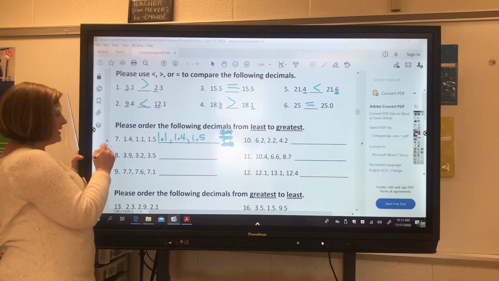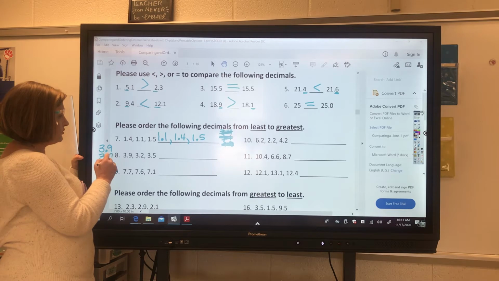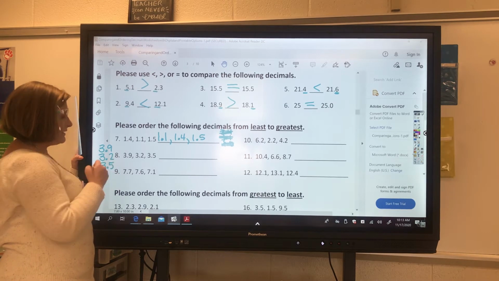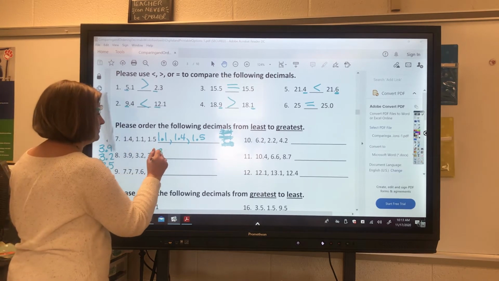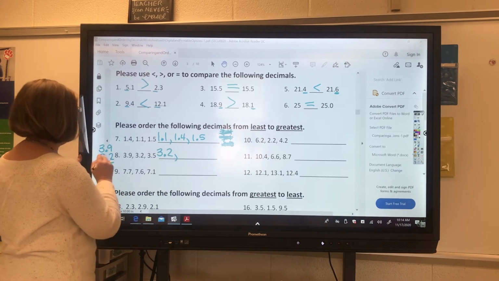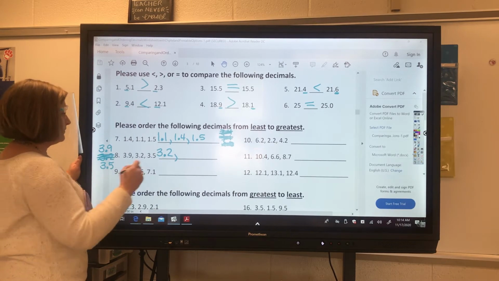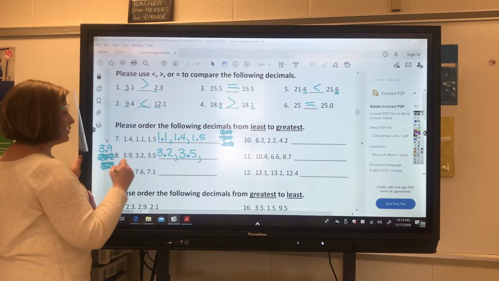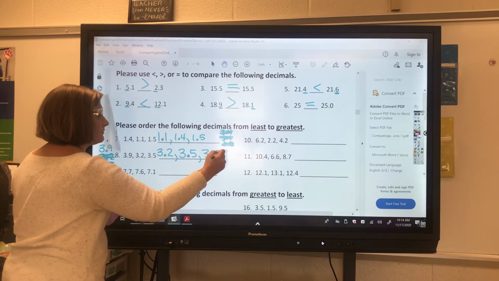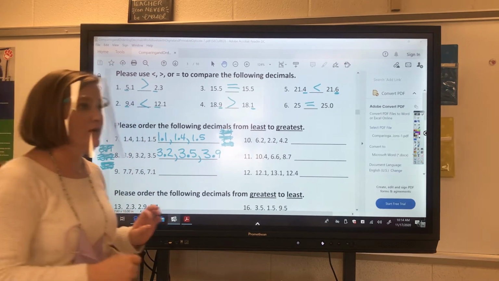We've got 3 and 9/10, 3 and 2/10, and 3 and 5/10. Can I compare the ones place? No. Can I compare the tenths place? Yes. So what's the smallest one? 3 and 2. What's going to come next? And what's the biggest one? All right. I want you to finish those 4 and then I'm going to go over them, okay?